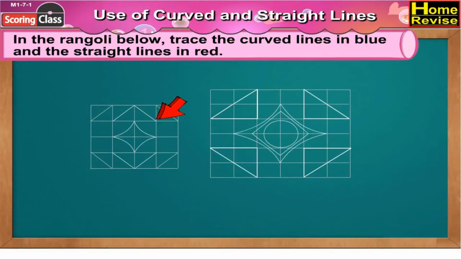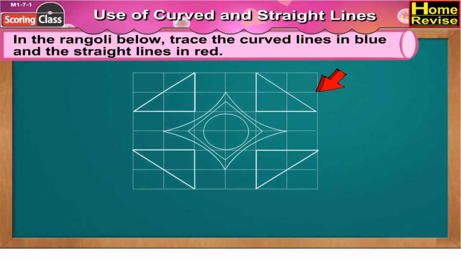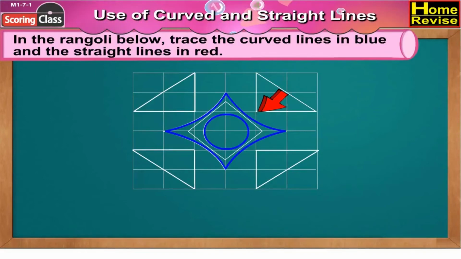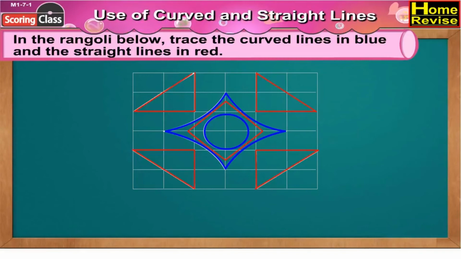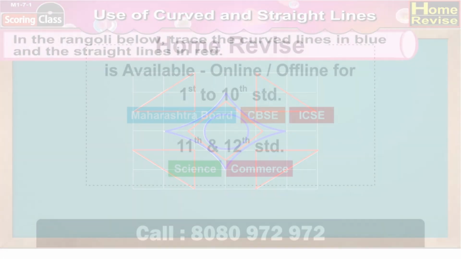In the smaller rangoli, if you notice the center, you will find curved lines. Color them blue. Rest are straight lines, which should be in red. Now in the next rangoli too, if you notice the center, there are these lines which are curved. That should be in blue. The rest are straight lines. So this should be in red.